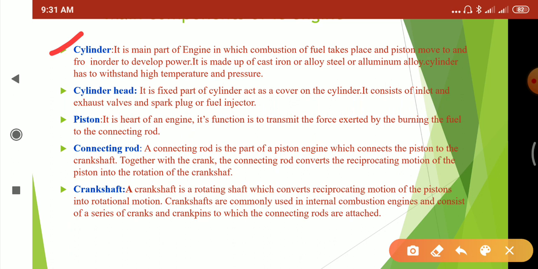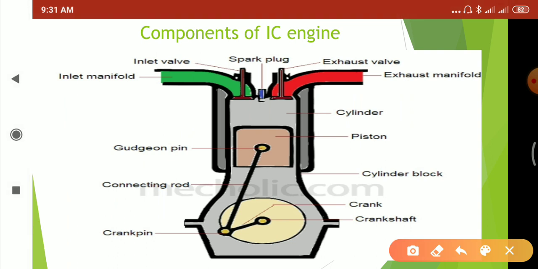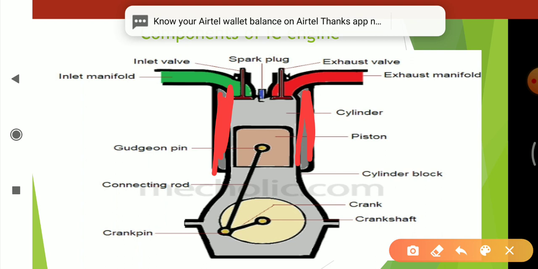This is what we call the cylinder. So here is the cylinder. This is the sectional diagram, the sectional view. It shows that it is circular in cross section. This is the cylinder.